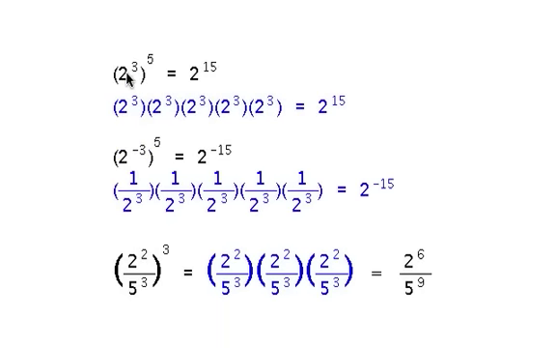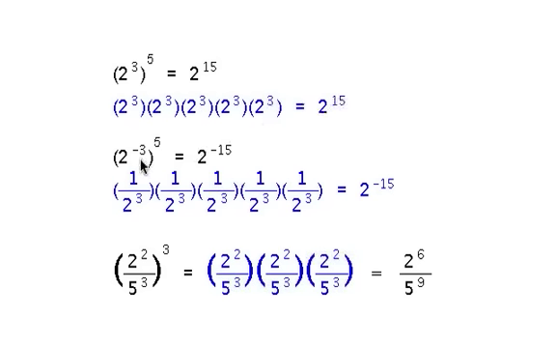Okay, the next rule is a power to a power. And the shortcut rule is multiplication. 3 times 5 is 15. But it goes back to the basic definition. This 5 is saying what's inside the parentheses is repeated 5 times. So you have 2 cubed times 2 cubed times 2 cubed times 2 cubed times 2 cubed. And by the addition rule, it's 3 2's repeated 5 times, or 2 to the 15th.